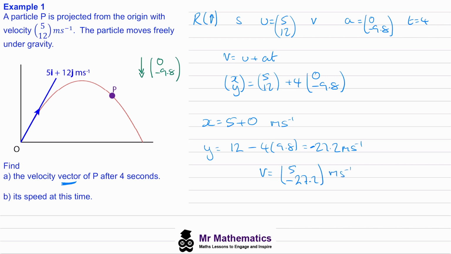Then for part B, find the speed at this time. Well, we know speed is the magnitude of a velocity vector. So this will be the square root of 5 squared plus 27.2 squared. We can work this out and we get 27.66 meters per second. Okay, let's move on to example 2.